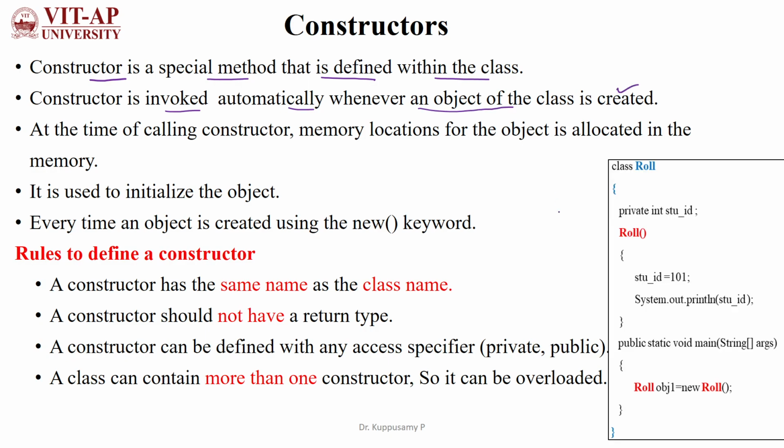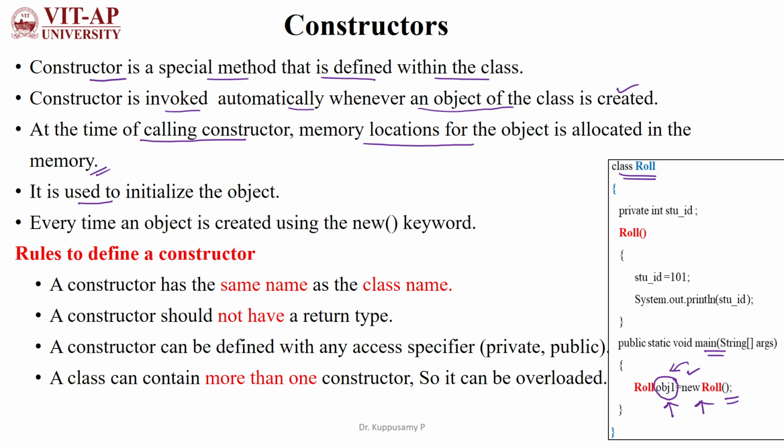For example, here the class name is role and the constructor is called inside the main method using obj1. Once the object is created, the constructor is invoked automatically at this location. At the time of calling the constructor, memory locations for this object are allocated in memory. So when we call this constructor using obj1, memory locations will automatically be allocated to the obj1 variable, which is used to initialize the object. That means a constructor is used to initialize the object.